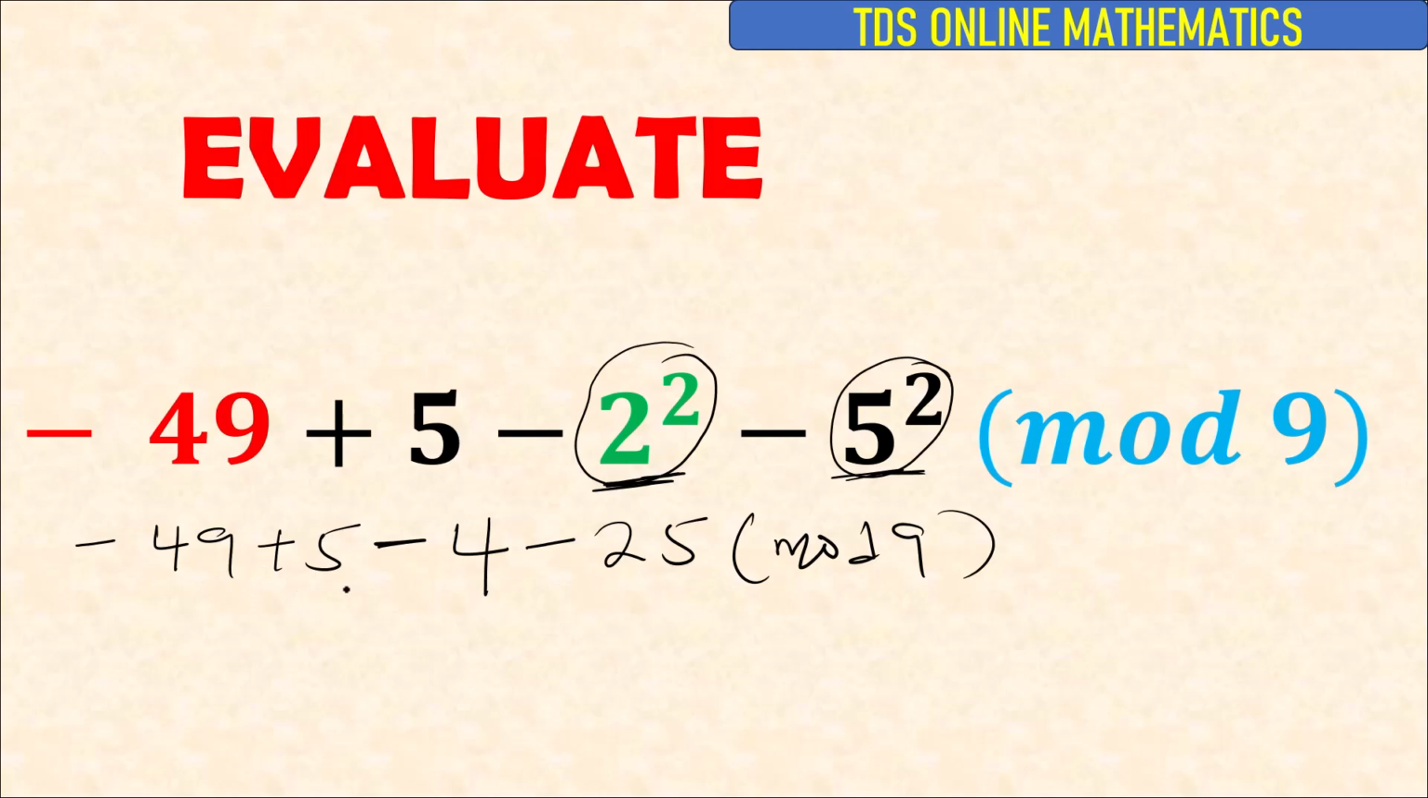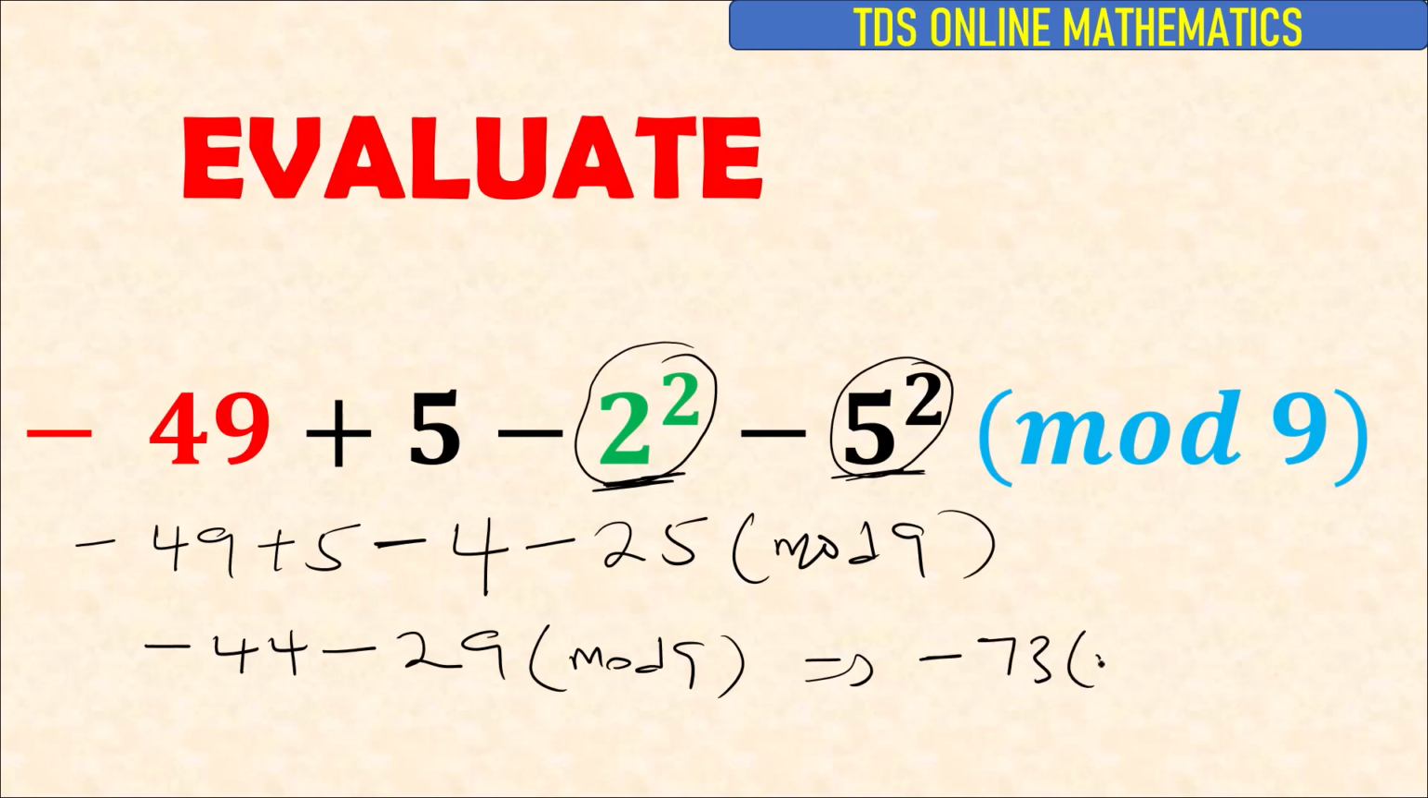So minus 49 plus 5 will be minus 44. So we have minus 29 in mod 9. So this one becomes minus, so 3, so minus 73 mod 9. So any time we are taking negative modulus, we keep on adding the modular number till we get a positive number.